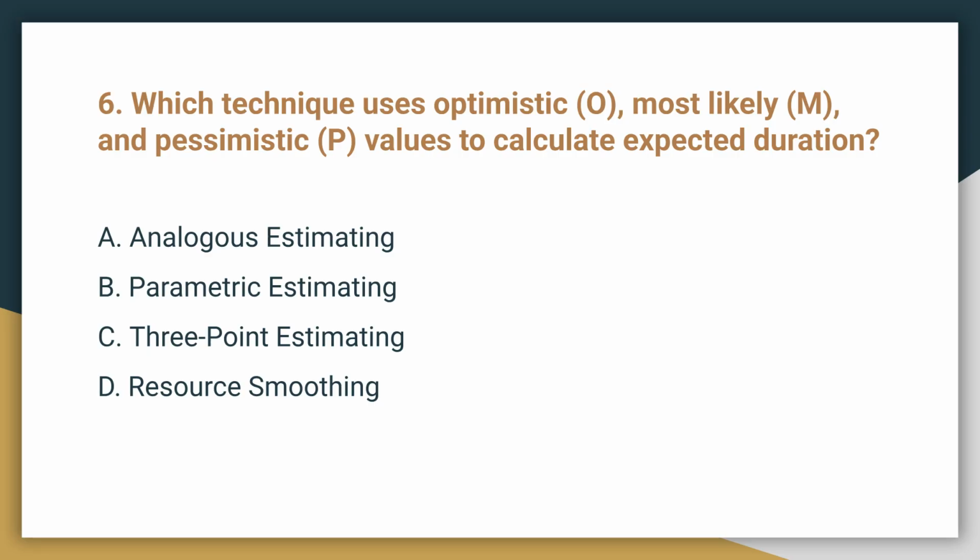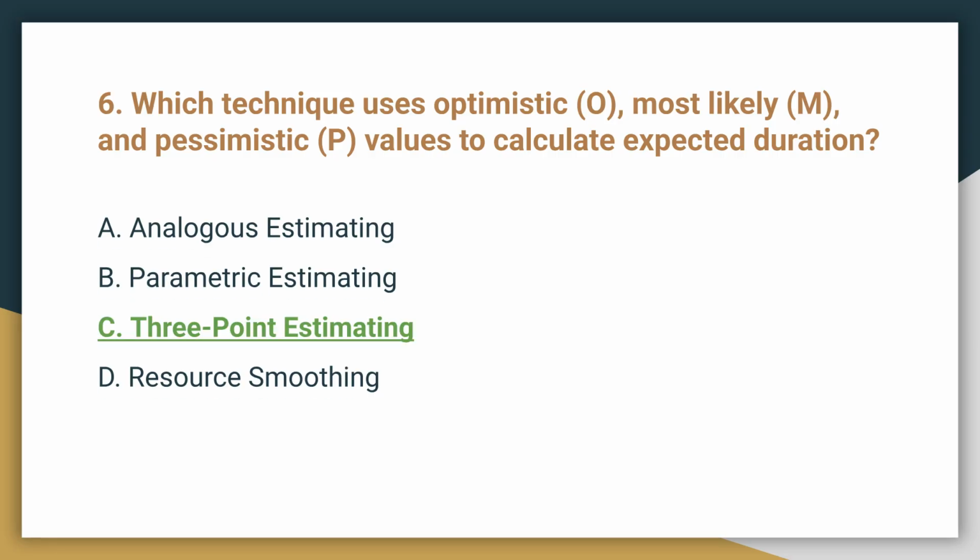Question 6. Which technique uses optimistic, most likely, and pessimistic values to calculate expected duration? The correct answer is C, three-point estimating. This technique is used to incorporate uncertainty into duration estimates.